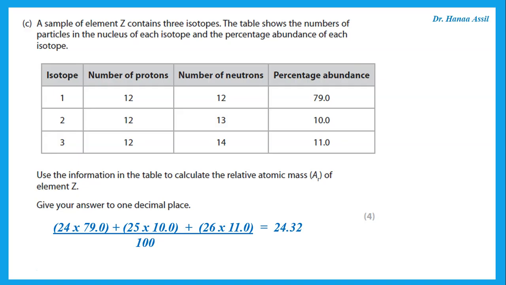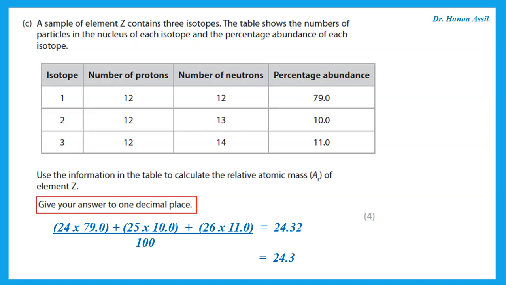Have we finished? Please check to see, are we required to put the answer in any specific number of decimal places or specific number of significant figures? Yes. We want only 1 decimal, so I cannot leave it as 24.32. I have to round it up. And please round up correctly. This is 24.3.